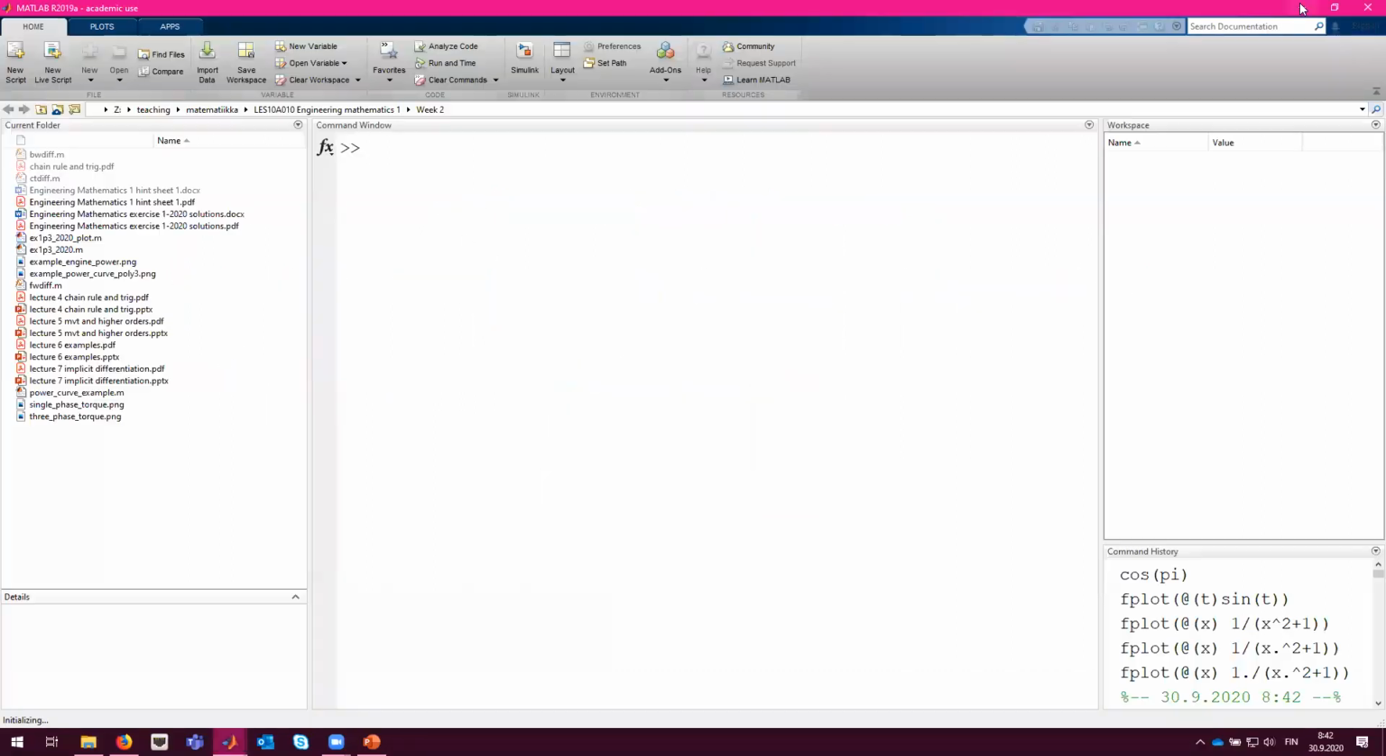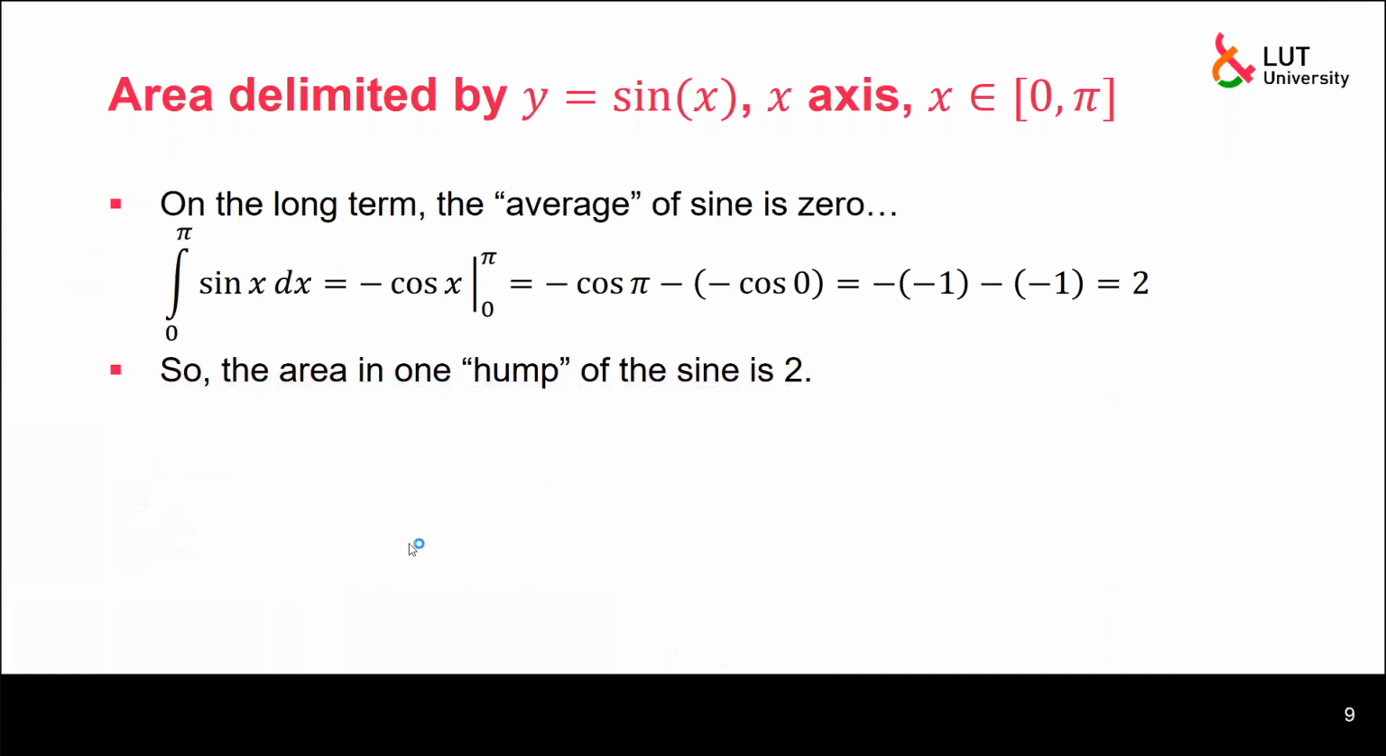And what becomes of sin? Well, the derivative of sine is cosine. The derivative of cosine is minus sine. So the antiderivative of sine is minus cosine. Substitute from 0 to pi, so we get minus cosine pi minus minus cosine 0. Cosine pi is minus 1, so we get minus minus 1, which is 1. And cosine 0 is 1, so we get minus 1. And 1 plus 1 is 2.